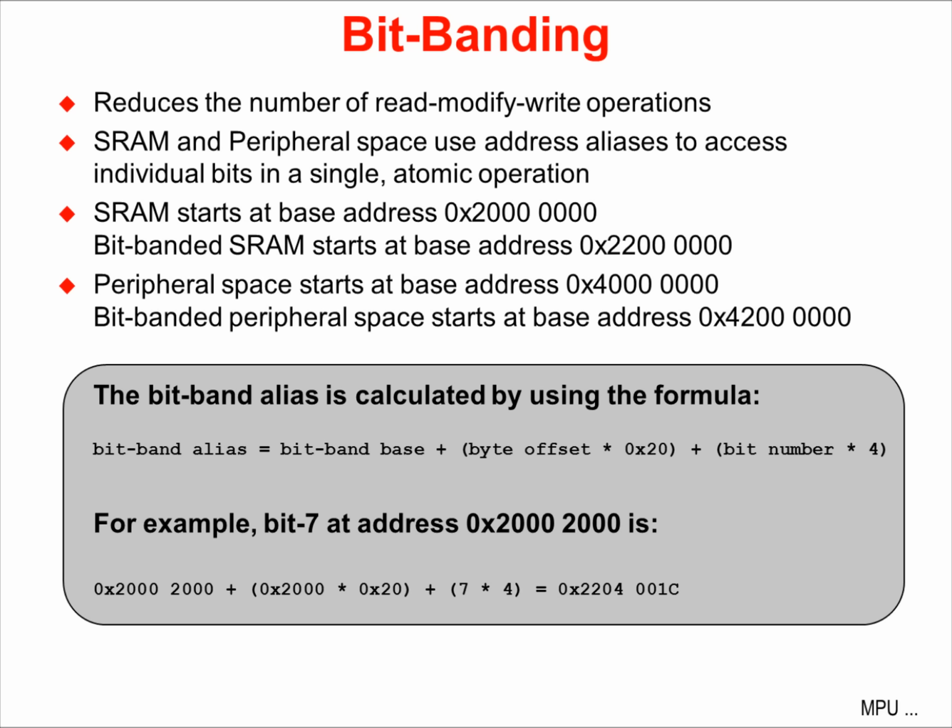Peripheral space starts at a base address of 40 million. Bit-banded peripheral space starts at a base address of 42 million. To calculate the bit-banded alias, use the formula here. The code we'll be using in the lab does this at runtime.